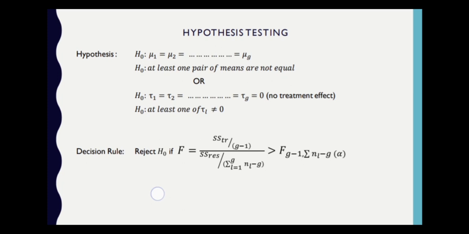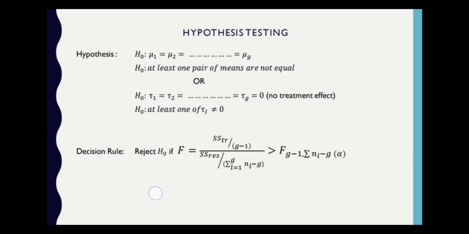Ataupun another term that you can use is using the notation of tau. Okay, H-naught will be tau 1, tau 2 until tau G, okay, equal to 0, which is no treatment effect. Okay, if the mean for all population is equal, so we can say that there is no treatment effect. Okay.